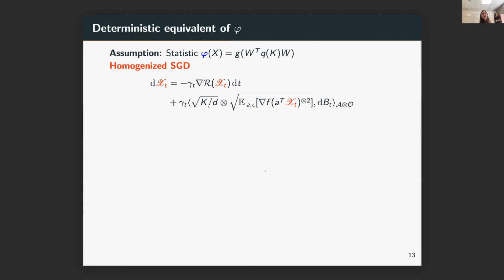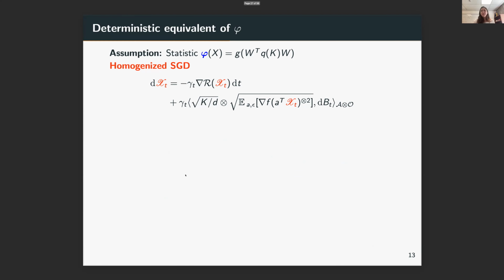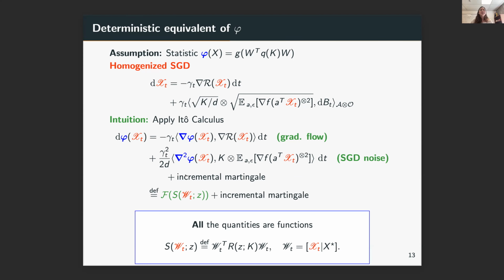You can create this. How do you actually get the deterministic function out of all of this? I thought this was kind of fun. You homogenize SGD, you take this diffusion, and you just do calculus. You do Ito calculus because it's an SDE. If you've never done Ito calculus, it's just like calculus, but with extra rules for products and the chain rule. It just has an extra rule associated with it. So you do Ito calculus on this.